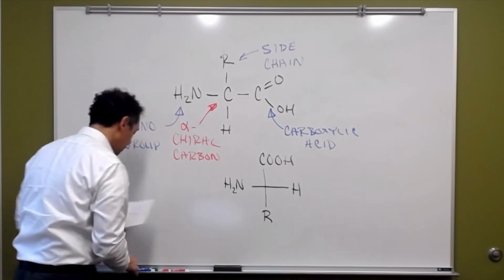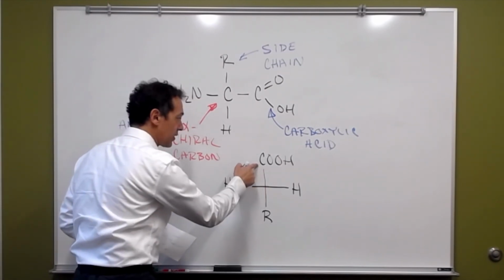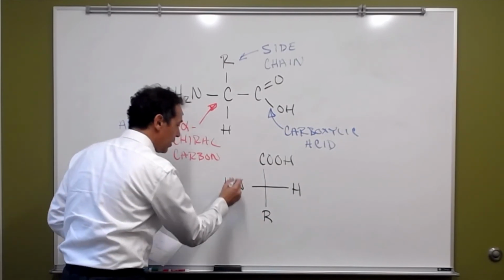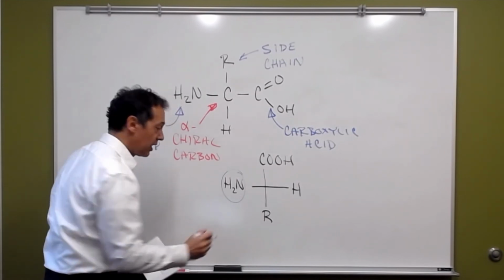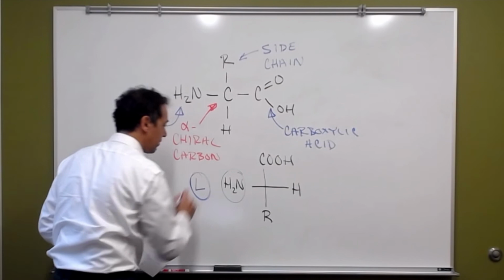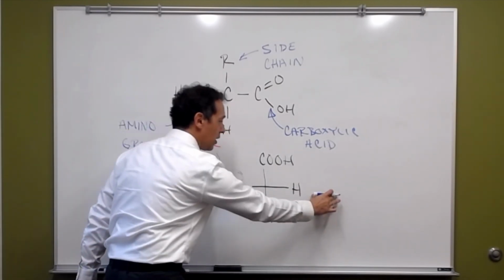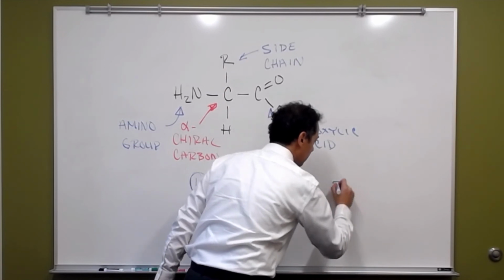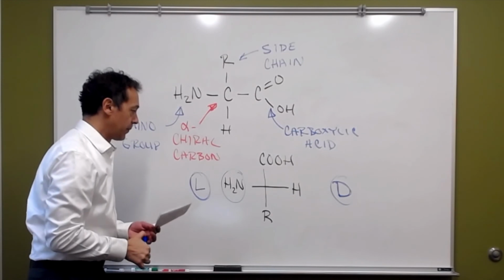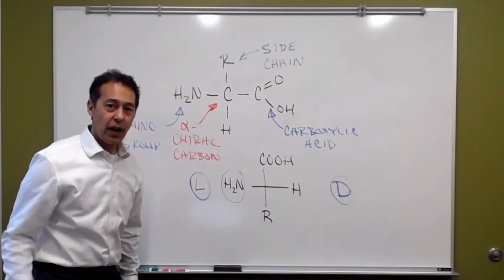Now, if this amino group is on the left-hand side, so carboxylic acid has to be on the top, or this carboxyl group has to be on the top, R group on the bottom. If the amino group here is on the left-hand side, then we would call this an L, left-handed amino acid. Or if it was over on this side here, then it would be D for right-handed. Okay, like that. All right, so there's our introduction to amino acids.